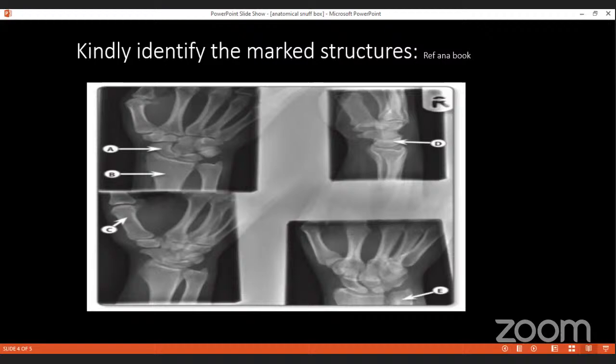You told me already the blood supply of the scaphoid bone. Then what may be the clinical consequences if you miss a scaphoid fracture? What can happen? There will be necrosis of the bone. Avascular necrosis. Can you tell me which part of the scaphoid bone is most prone to this complication? The proximal part, because it gets its blood supply through the retinacula.